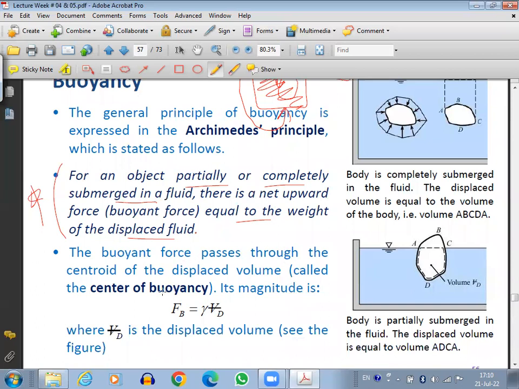Okay, the formula for the buoyancy force is very simple. First of all, I will write here FB because it is the buoyancy force. And this thing is equal to the weight of the displaced liquid.